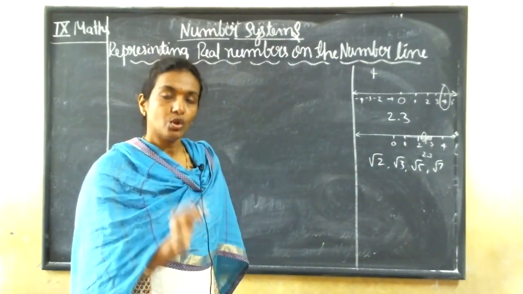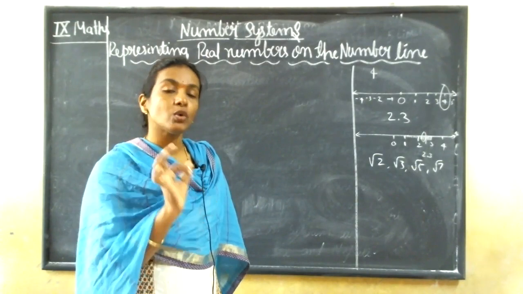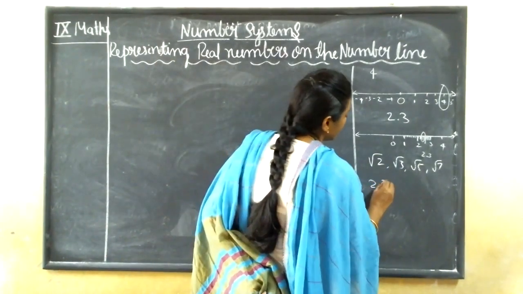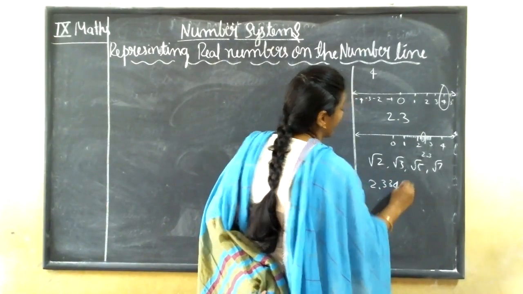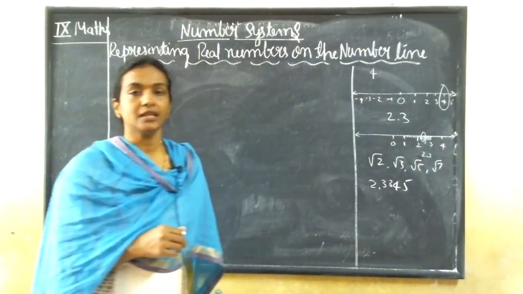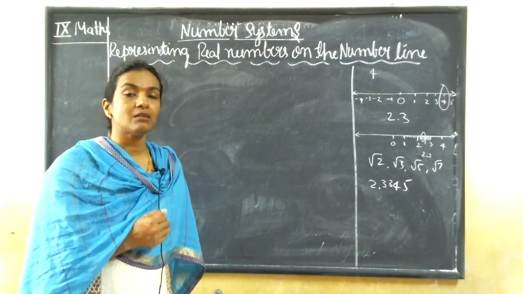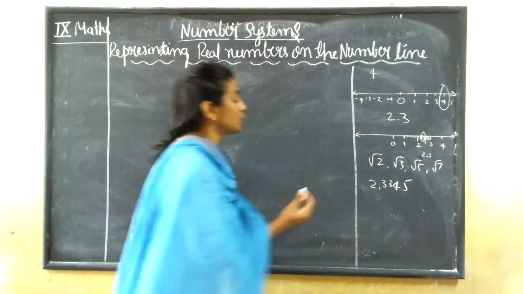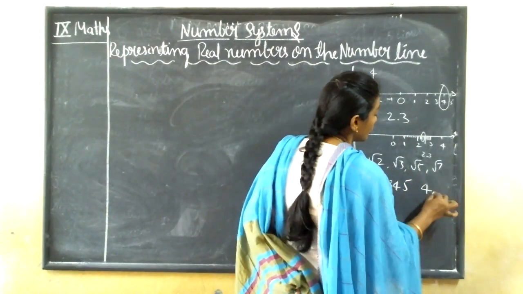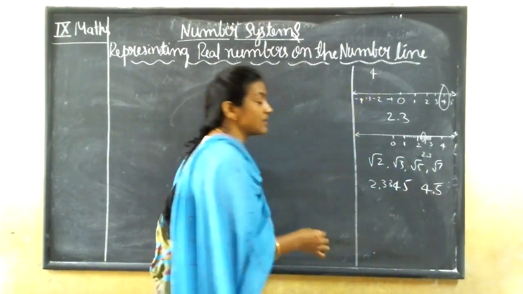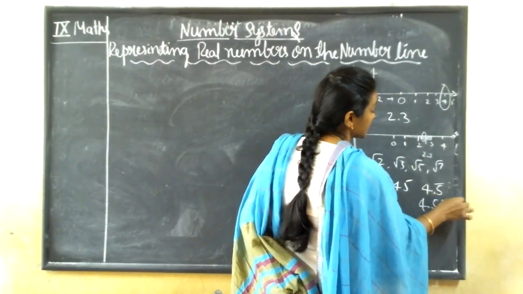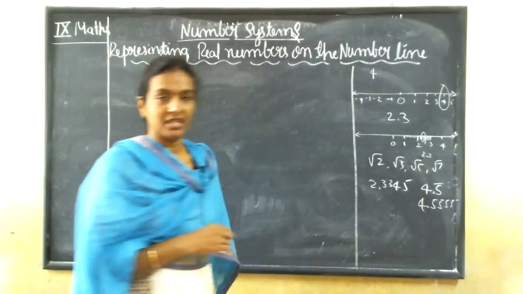Now today what we are going to learn is, if you have numbers like 2.3345, how will you locate this on the number line? It's a bit difficult comparatively, right? So you may have something like 4.5 with a bar. Bar means that this 5 is going to repeat.